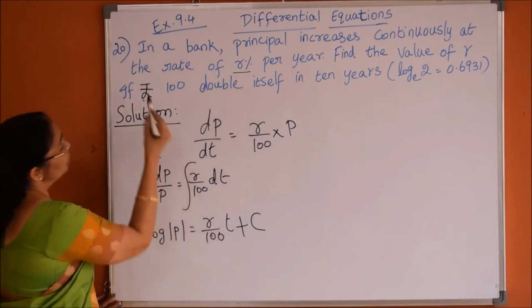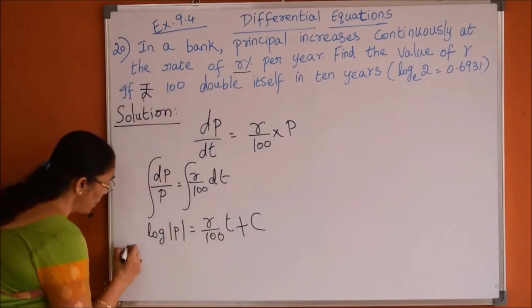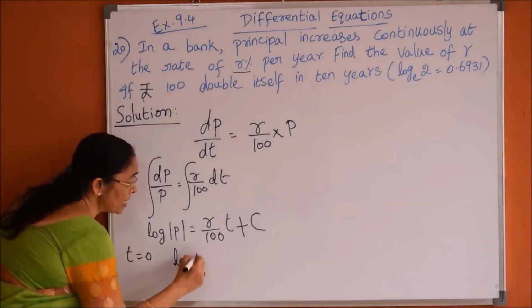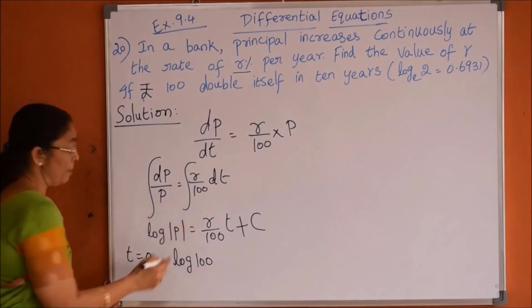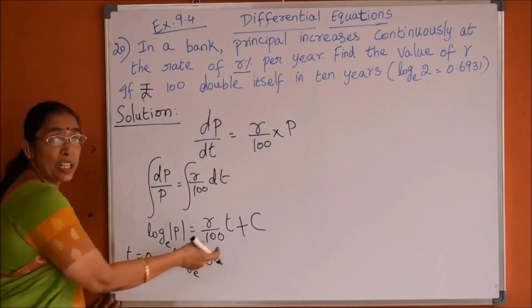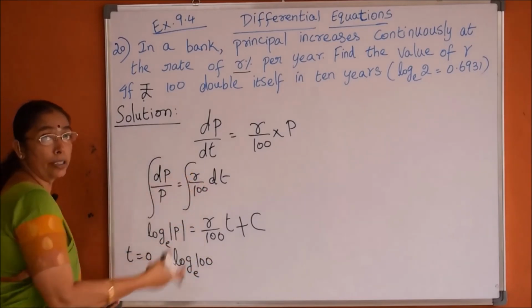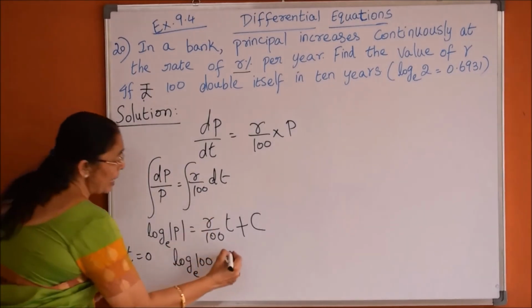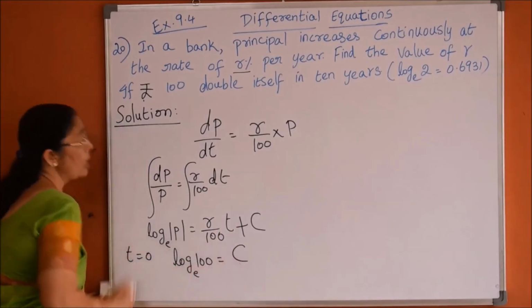So first, in the beginning the principal is 100. At that time t value is 0. So when t is equal to 0, P value is 100, which implies log 100. We can substitute here, log mod P is simply log P. And remember this is base e, it is not base 10. If it is base 10, we can write log 100 to the base 10 as 2, because log 10 squared is 2 log 10 base 10, which is 2. But here this is base e, which is equal to r by 100 into t, where t value is 0, plus C. So C value is log 100 base e.